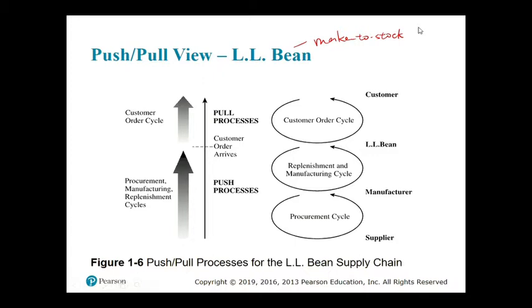Right, so in this case, LL Bean is directly facing customer orders, and the only pull process happens after the customer places an order, which is the last cycle, between the customer and LL Bean. And then everything above is a push process. So when the manufacturer makes furniture, they don't know how many customers are actually going to come. They build however many based on forecast.